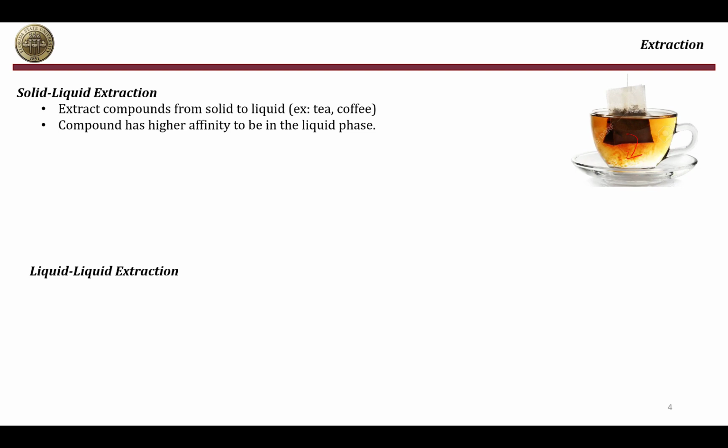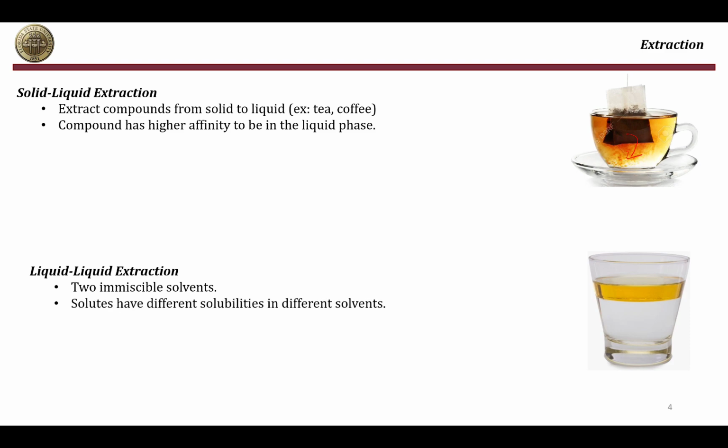The second type of extraction is the liquid-liquid extraction. In liquid-liquid extraction, two liquids are used, but the most important factor is that those two liquids should be immiscible. That is, they should form a heterogeneous mixture. The most common example that we know in our everyday life is a mixture of oil and water, which usually form two layers.